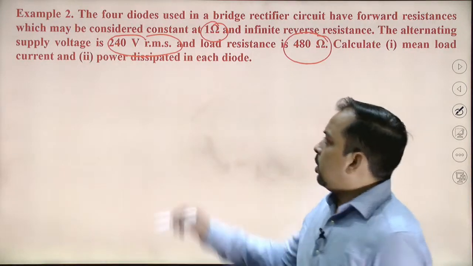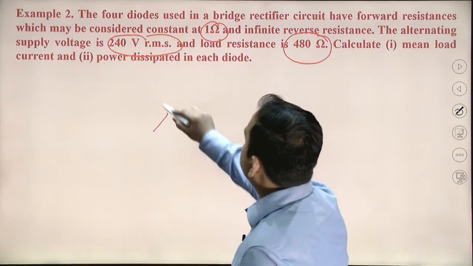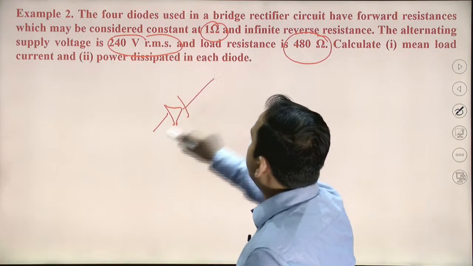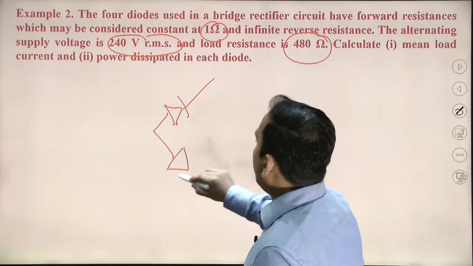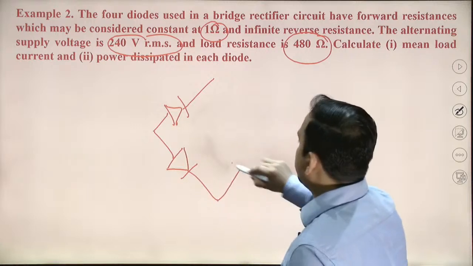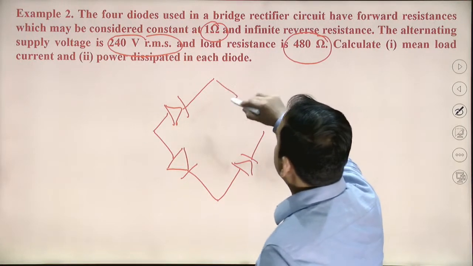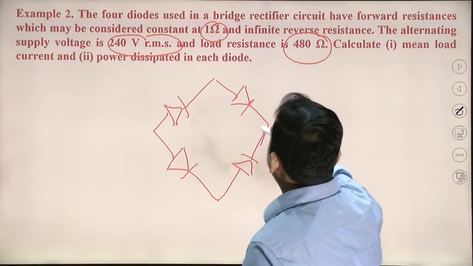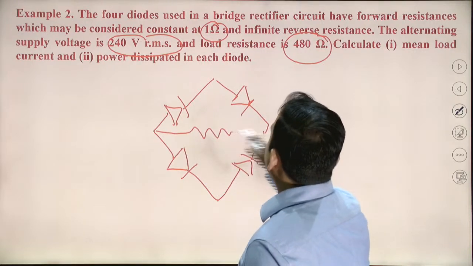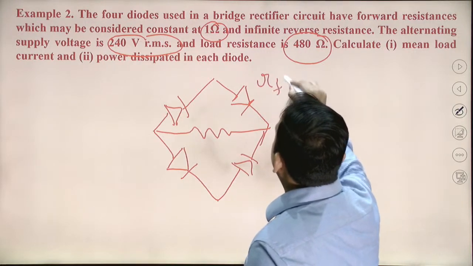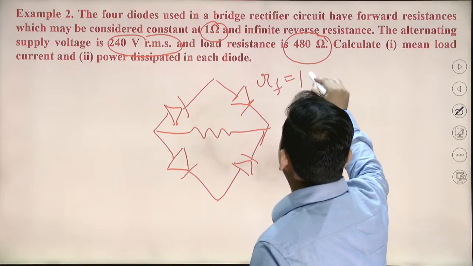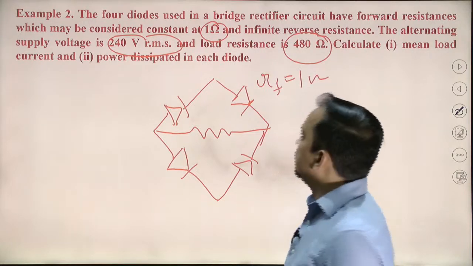So let me draw the bridge circuit first, because only then will we be able to see what all resistances are in the picture. If we denote the resistance of the diode as small rf, it is given as 1 ohm.